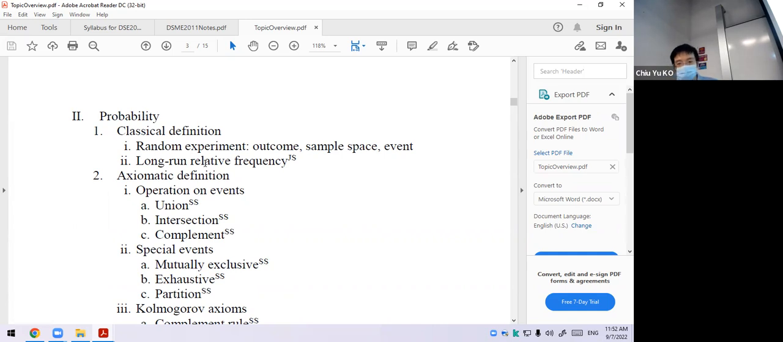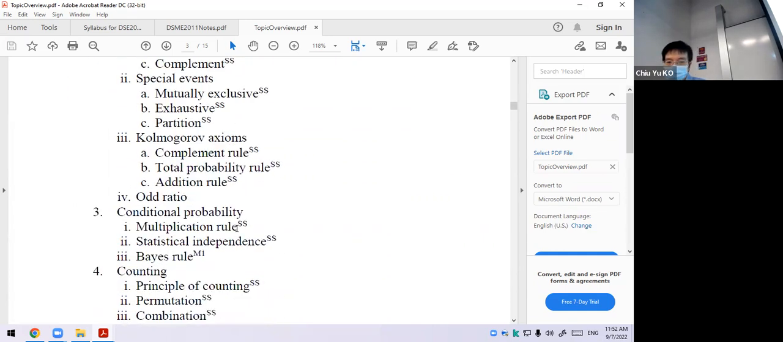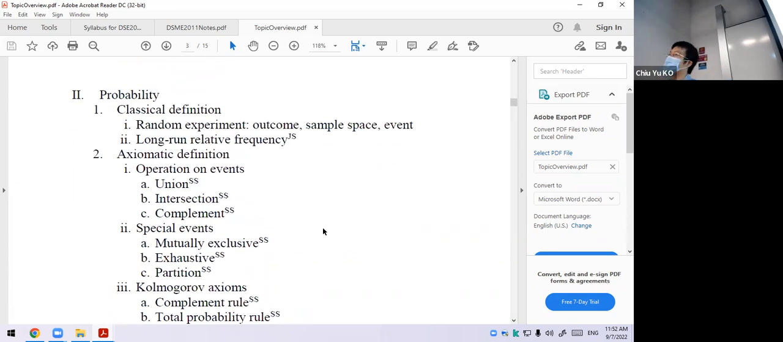For probability, you also learned it in junior school, and some of it in senior school. The only new thing, if you don't have M1, is Bayes' rule. If you don't have M1, then we will learn Bayes' rule. So basically topic 2 is already there, already learned in your high school, most of it at least.